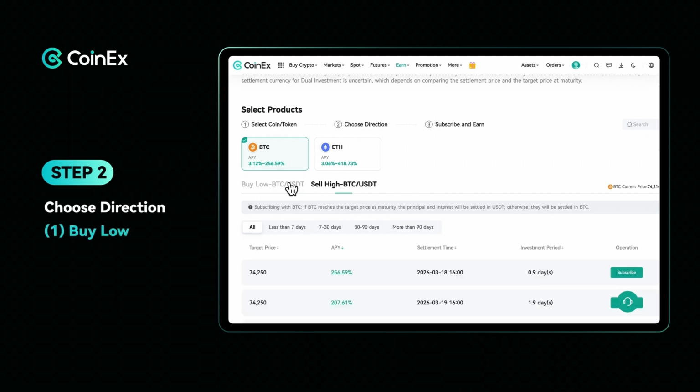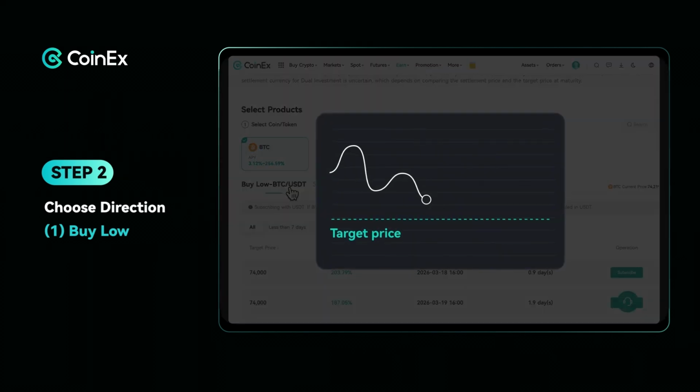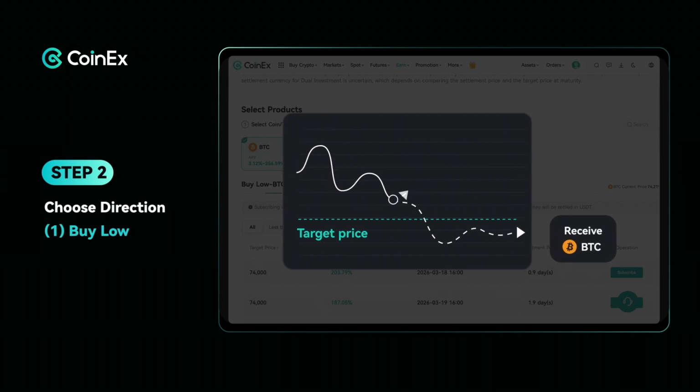Step 2. Choose direction. After confirming the currency pair, decide whether to buy low or sell high. 1. Buy low. Select Buy Low and subscribe using USDT. Upon maturity, if BTC reaches the target price, the principal and interest are settled in BTC. Otherwise, they are settled in USDT.